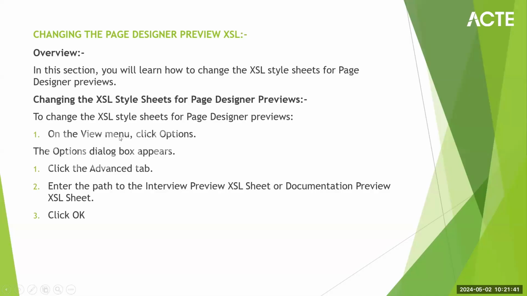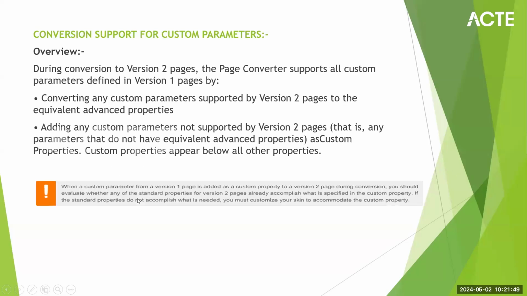So how to change this? On click of the main menu, click on the Advanced tab, enter the path of the interview Excel sheet or documentation preview, and click OK. Conversion support for custom parameters, like converting from version 1 to version 2. Suppose you have created a manuscript in version 1. Now the customer wants that particular product to be updated with some more extra features, but not in the current version. He wants it in the next version.